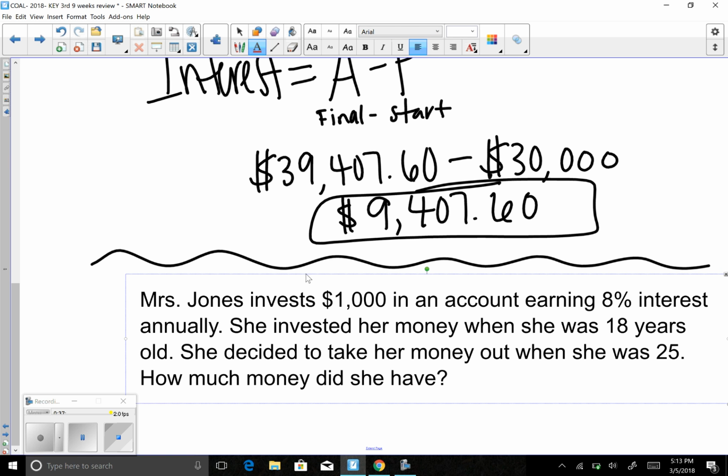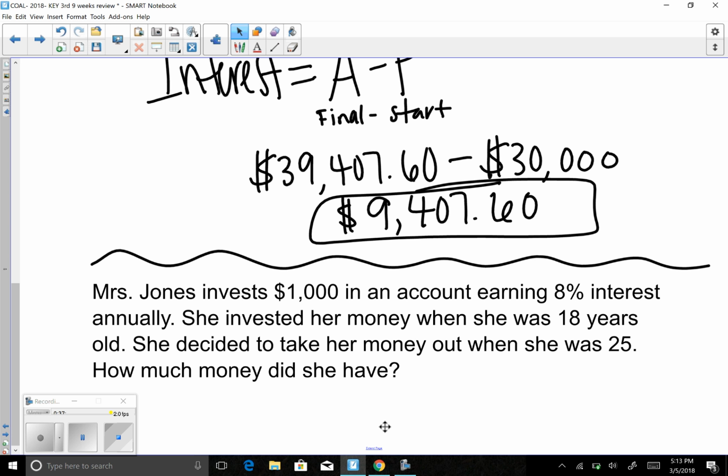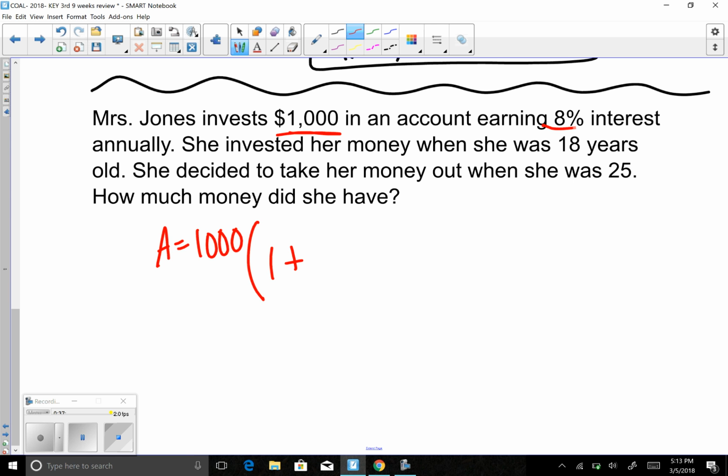Is that something that we could do? We could, right? If you think about it, you're starting with $1,000. That's not unusual, right? So A would be 1,000 times 1 plus 0.08, 8% interest. It's compounded annually. That should say compounded, I'm sorry, I just made this up. Compounded annually, which means n is 1, right? So over 1 to the 1 times, what power?